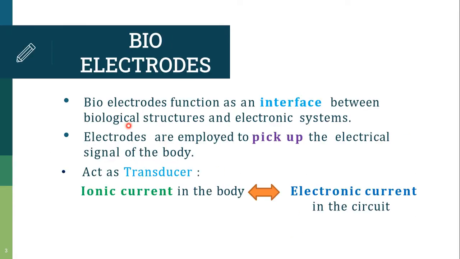So the ionic current which is produced inside the body is converted into electronic current, which is easily acceptable by the electronic device, and which is used to measure biological signals such as ECG, EMG and EHG.